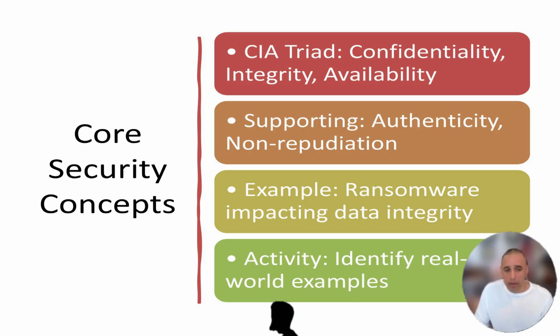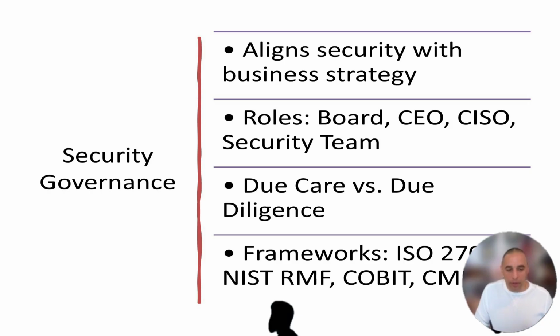To reinforce these concepts, let's do a quick activity. Think of a recent news story or personal experience where confidentiality, integrity, or availability was impacted. Share your example and identify which part of the CIA triad was affected. These core concepts will appear throughout our discussion today, so keep them in mind as we explore governance, risk management, and compliance. Let's now discuss security governance, a critical aspect of any organization's security program.